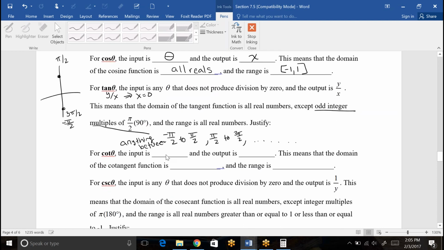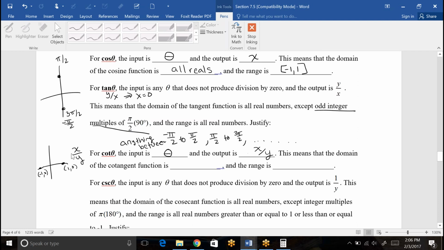For cotangent, the input is, the cotangent one, remember, is x over y. So you can't have a y equal to 0, which means that we get into trouble at any place that you're on the x-axis, because remember, this would be 1, 0, this would be -1, 0. So in both those scenarios, you get in trouble when you divide by 0. So the input is still a theta. The output is still going to be something related to the ratio x over y.